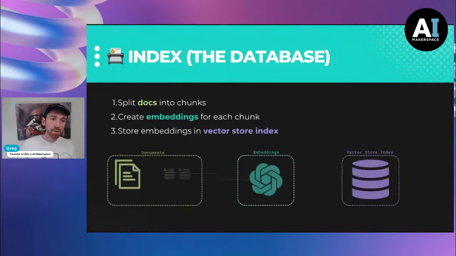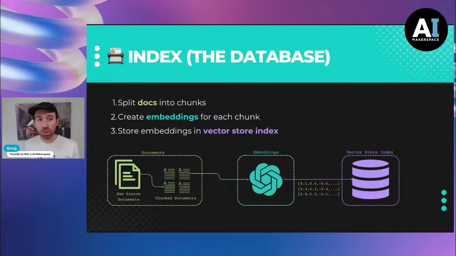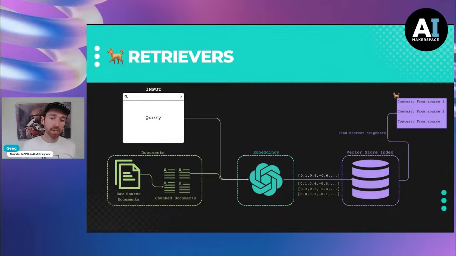So to create that database, we're going to split our documents into chunks. We're going to create embeddings for each chunk. We're going to store those embeddings in a vector store index. That's going to allow us to then have this backbone for our retriever that's going to wrap around the index so that we can ask a question. We can then get some embedding representation of our query. We can look for similar things using a nearest neighbors approach, like a cosine similarity in our vector store, and we can return the right context.